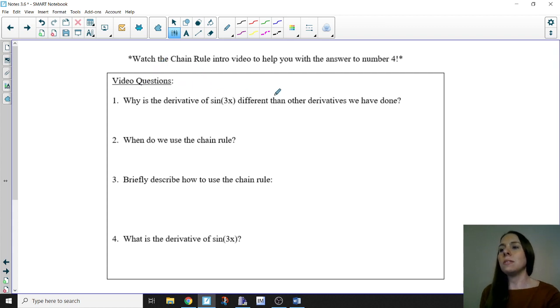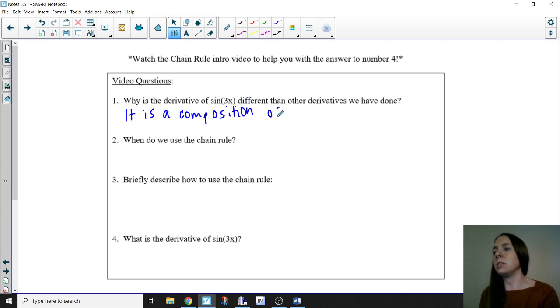Why is the derivative of sine of 3x different than other derivatives we have done? Well, it's because sine of 3x is called a composition of functions. Okay, let's write that, and then we'll talk more about what that means. It is a composition of functions. So it's really kind of key here that you understand what I mean by the word composition before we talk about what the chain rule is.